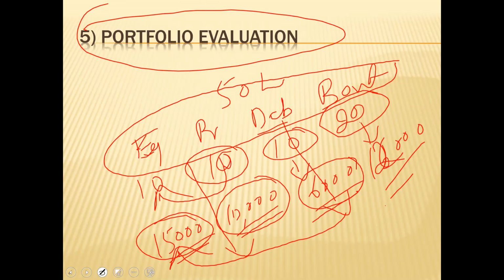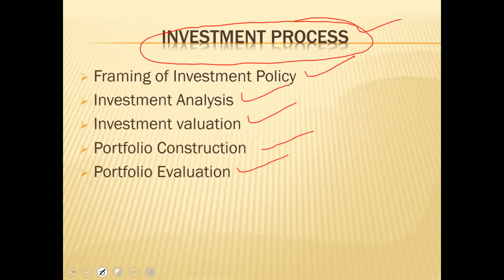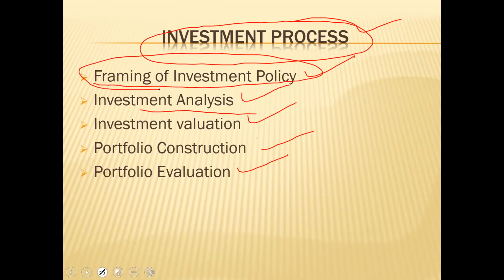Hope you are clear. What are the different steps of investment? First one, framing of investment policy. Second one, investment analysis. Framing of investment policy, in that what are the ingredients? First one, determination of investable funds, investment objectives, identifying the potential investment sources. Then fourth one, consideration of various characteristics of investment sources, then allocation of investable funds to various investment sources. That comes under framing of investment policy.